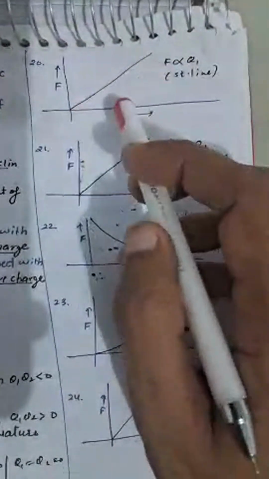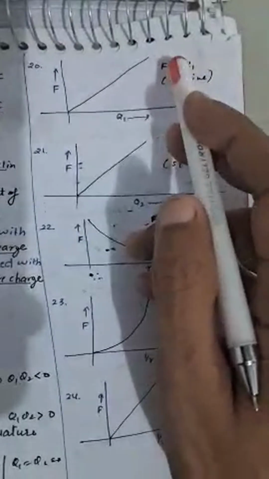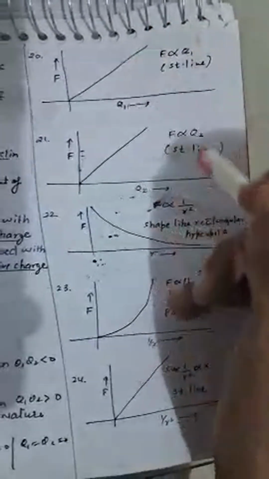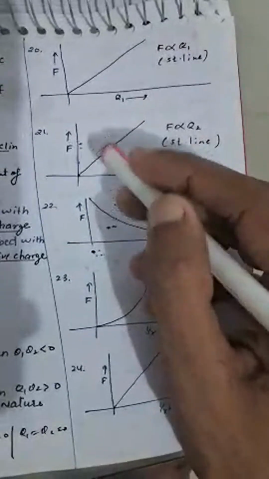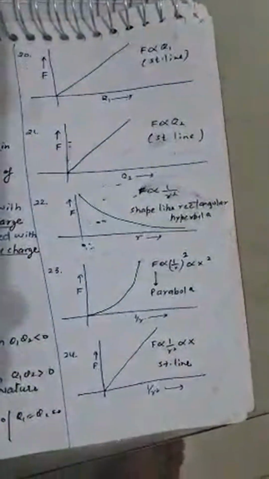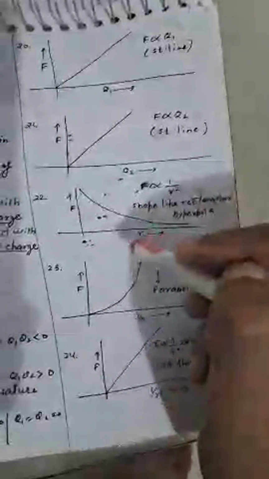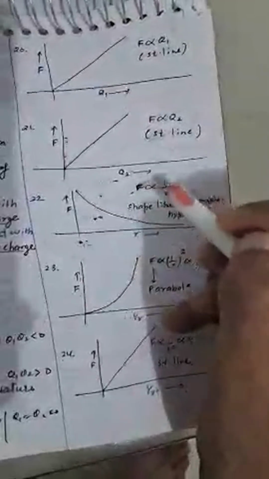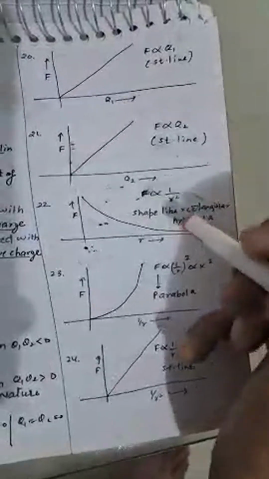Then we have a graphical analysis of force versus Q1. As we have seen that these are directly proportional, the graph is going to be a straight line. Similarly, force versus Q2 graph is also going to be a straight line. Then we have a graphical variation of force with distance. So force is proportional to 1 by r square, so it has a shape like a rectangular hyperbola like this.